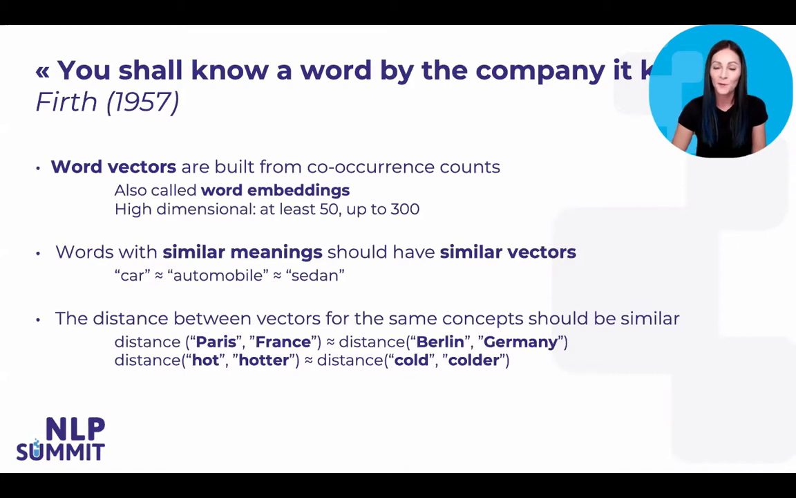So for example, words with similar meaning should have similar vectors. For example, car should have a similar vector to automobile or sedan. And this is basically the magic behind how you can figure out that king minus man plus woman is queen. Because what you're doing is basically calculating distances between vectors. So for example, the distance between Paris and France should be similar to the distance between Berlin and Germany. Or the distance between hot and hotter should be similar to the distance between cold and colder. Isn't that cool?